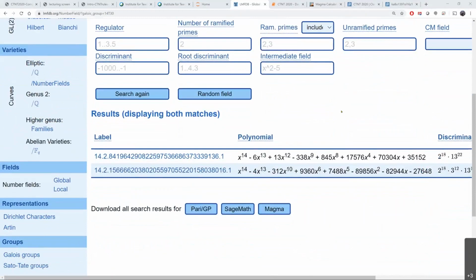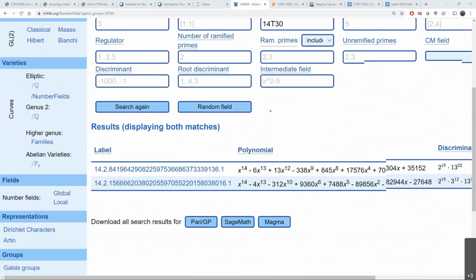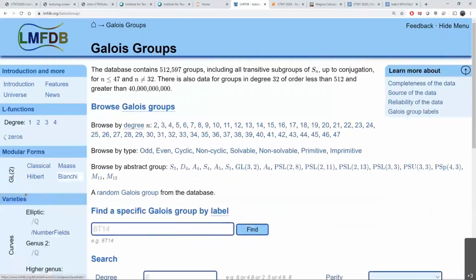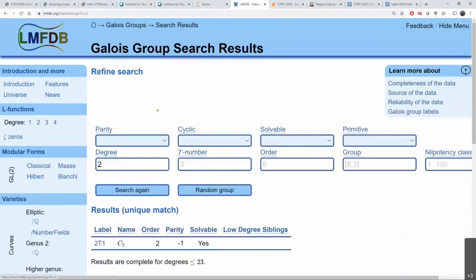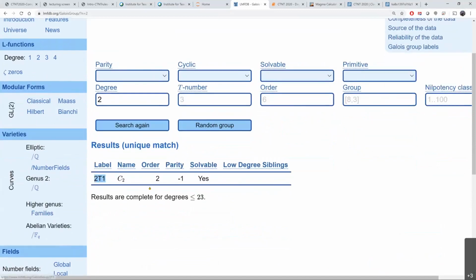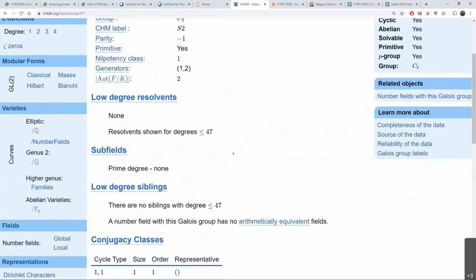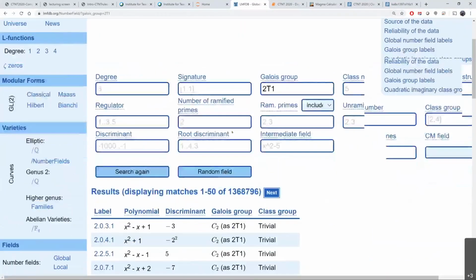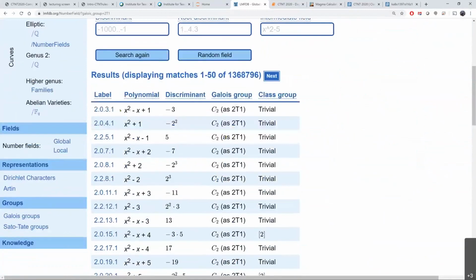And somebody said in the comments that maybe there are too many fields with Galois group C2, and for sure there is a lot in the database. But I think I was trying to go to the website for C2, and that should have brought me to just the page for the group. Oh, now it worked. Okay, here is the group, and then if we click on number fields that have C2, Z mod 2, here's a list, and here's the smallest one of such ones.